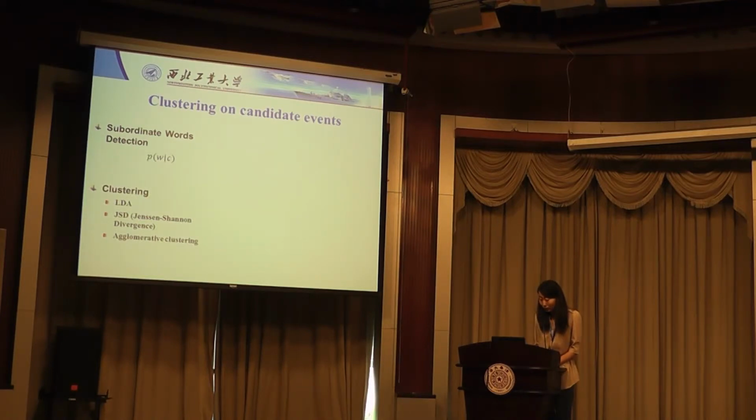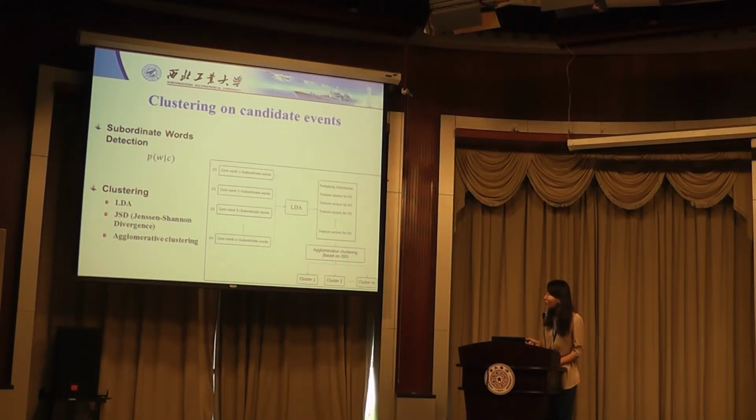For clustering, there are three main steps. First is LDA modeling. Second is GSD measurement. And the third is agglomerative clustering. This picture shows the procedure of the clustering. First, we organize each core word and its subordinate words as a document, and each document represents a candidate event.